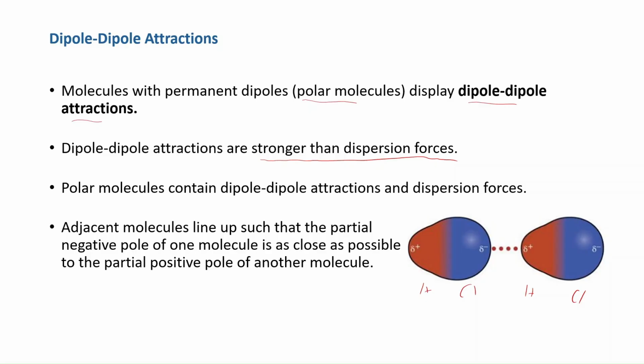Okay? Now keep in mind that polar molecules also have dispersion forces. So they have two types of intermolecular forces. That causes the molecules to orient themselves so that opposite poles attract each other and all of that. That's fine. Just remember they're stronger and they're added to the regular dispersion forces.